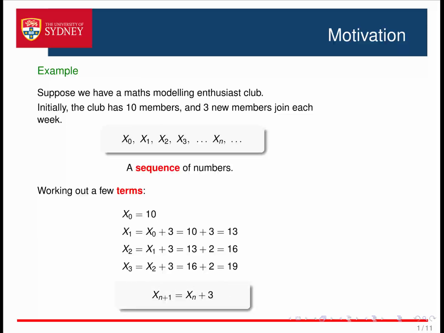One way to summarize all of this is just to say that the number of club members in the next week is equal to the number of club members in the present week, plus another 3 members. As an equation, we write this as xn plus 1 is equal to xn plus 3.